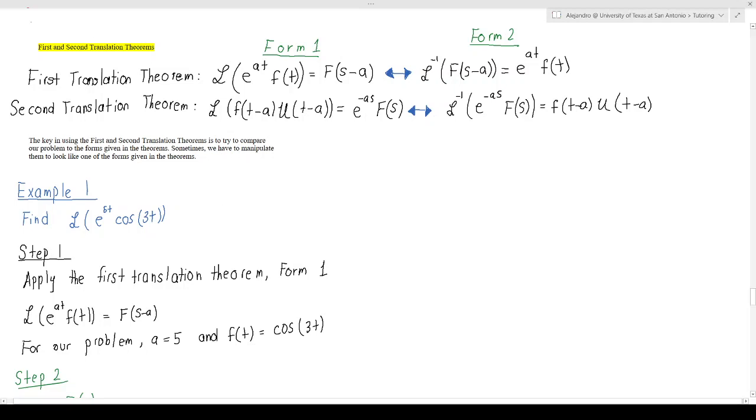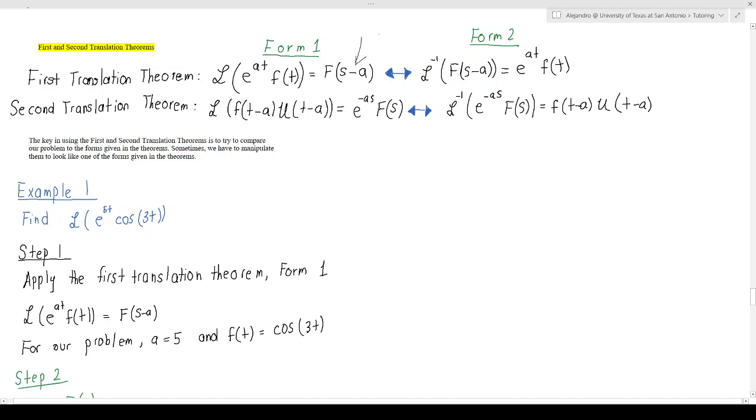So we're going to talk about the first and second translation theorems when referring to the Laplace transforms and inverse Laplace transforms. And here's the first. We'll just state the first translation theorem. It says that the Laplace transform of e raised to the at times f of t, which is just some arbitrary function of t, is equal to capital F of s, which is the Laplace transform of f of t, evaluated at s minus a.